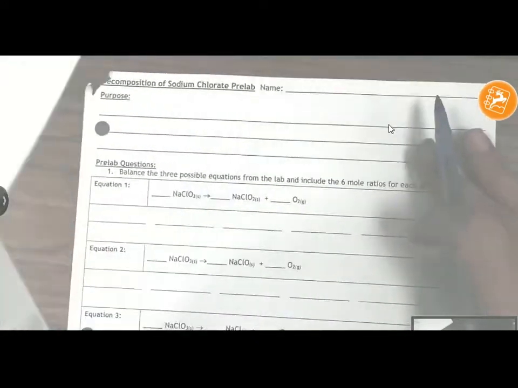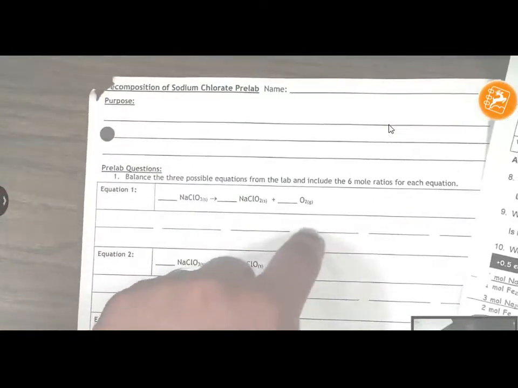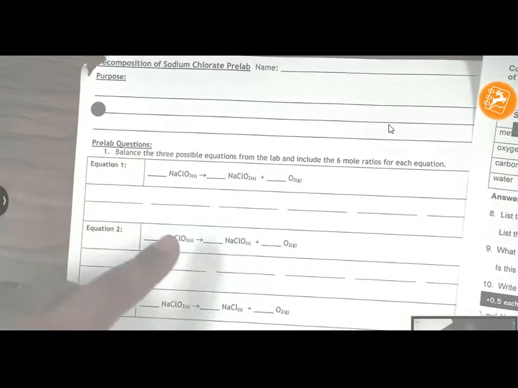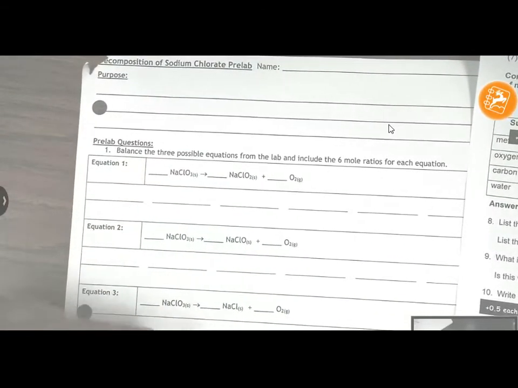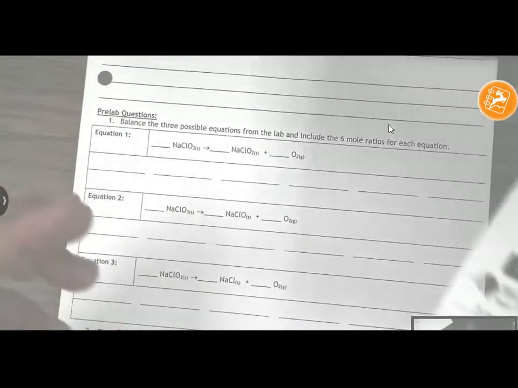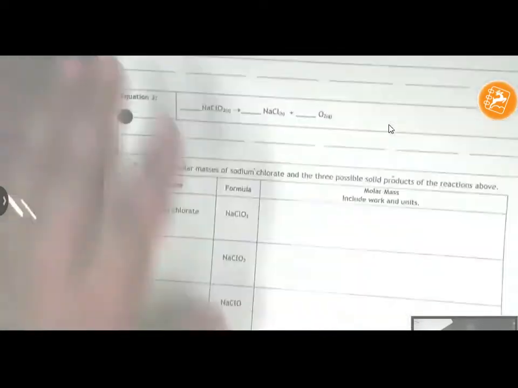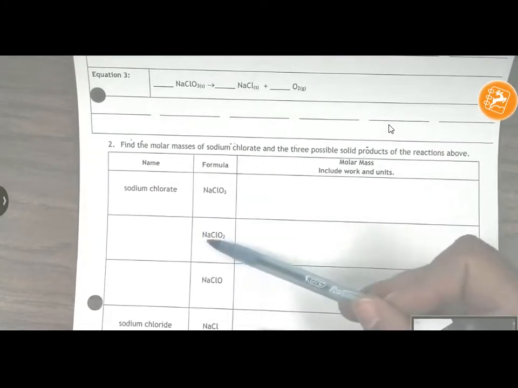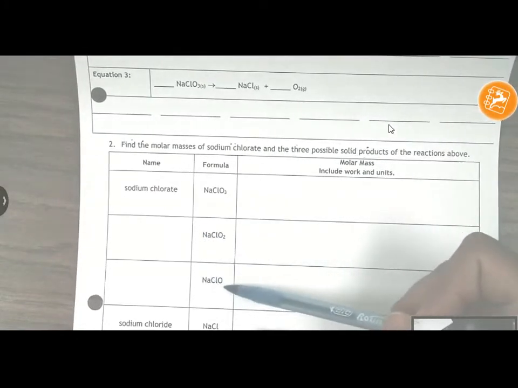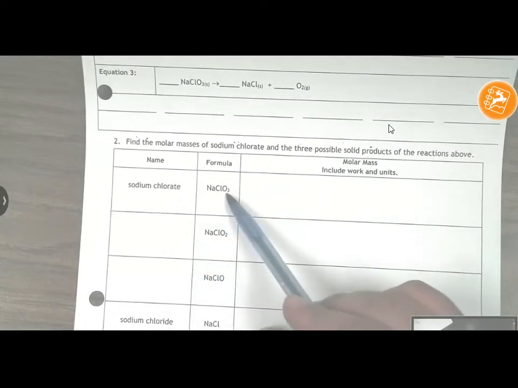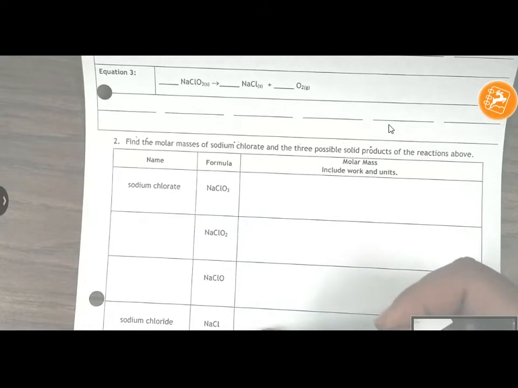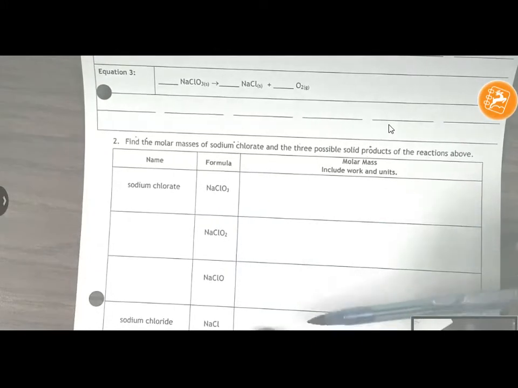Okay? So you're going to balance, and then you're going to give me the 6 mole ratios that you get from equation 1. Then you balance 2, give me the 6 there. Equation 3, give me the 6 there. The next thing you're going to do is find molar masses. You're going to give me the names of NaClO2, NaClO. This one's sodium chlorate. Hint would be to look at your polyatomic ion list. And then you're going to give me the molar masses.